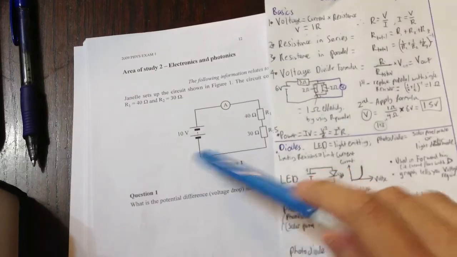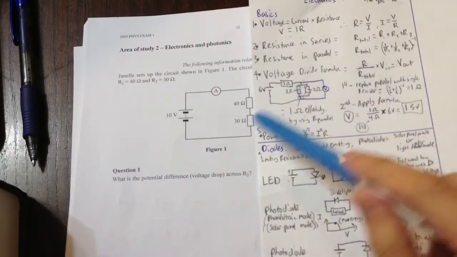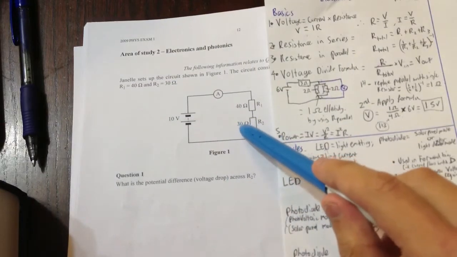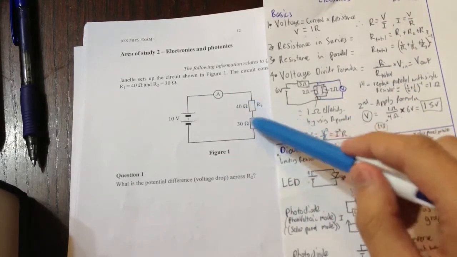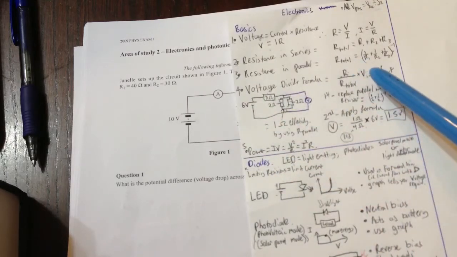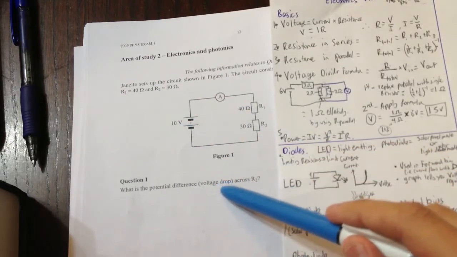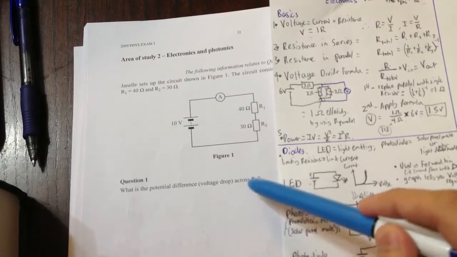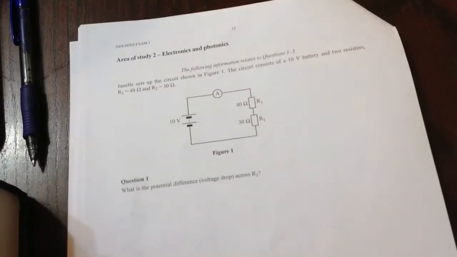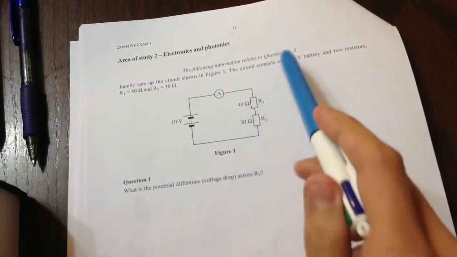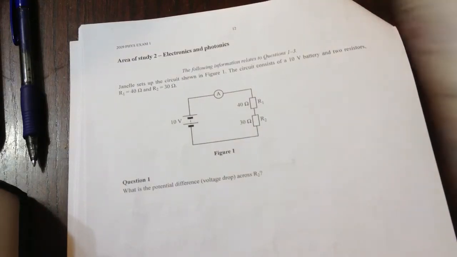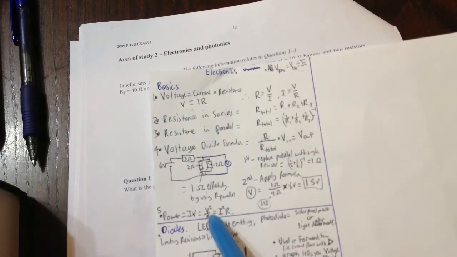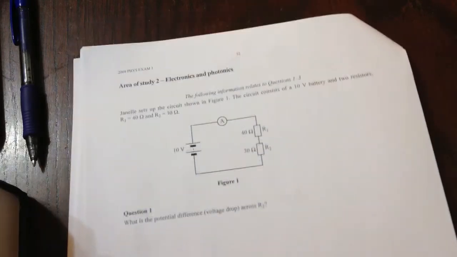of everything. And here we want it across R2, so that's 30 ohms, divided by the R total, which is 30 plus 40, which makes 70 ohms, times V in, 10. So it becomes 30 on 70 times 10. Easy. What is the power dissipated in R1? We have voltage and we have resistance, so we can just use our power rule in terms of power equals V squared on R. Simple.